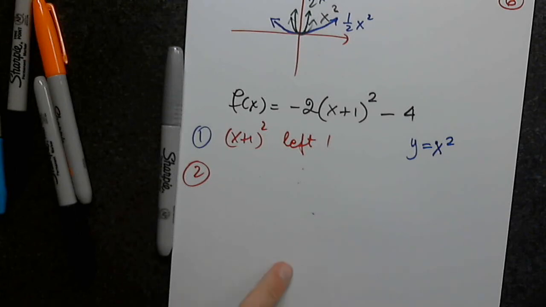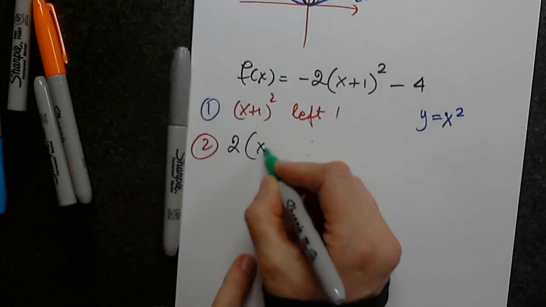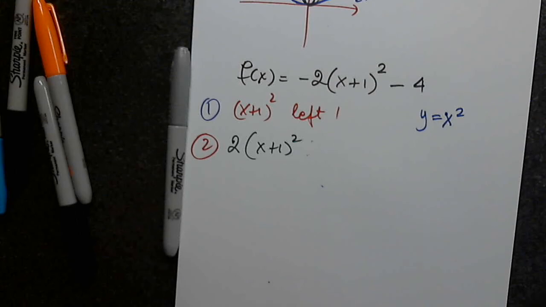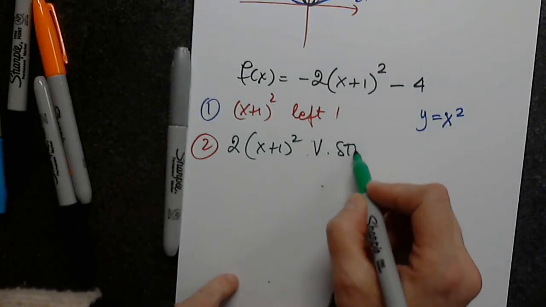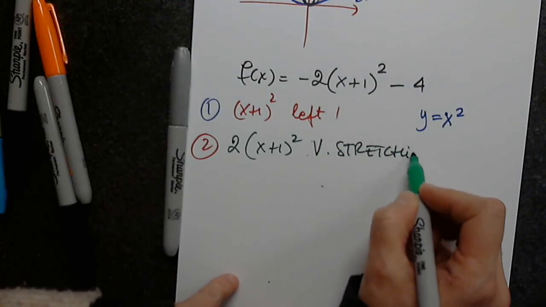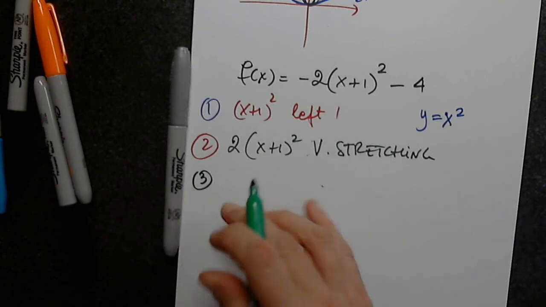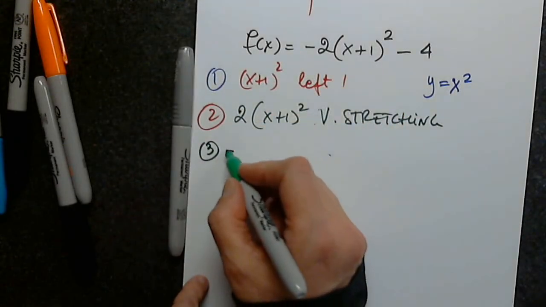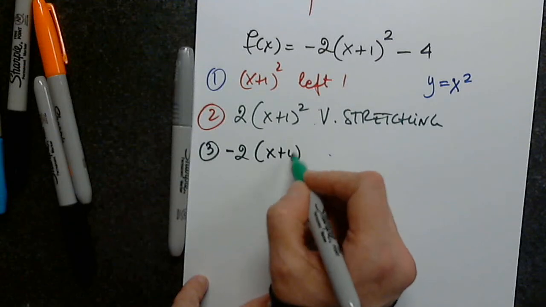So you multiply x plus 1 times 2. Yes? What transformation is this? No, it's a number greater than 1. Stretching. Yes, vertical stretching. Number 3 is the transformation on number 2, and it's minus 2 x plus 1 squared.